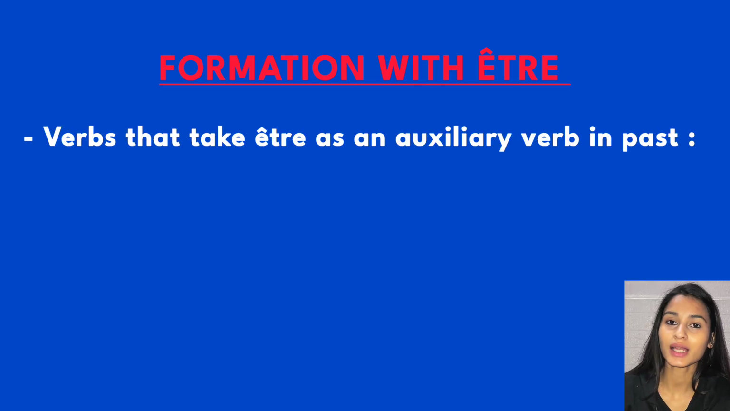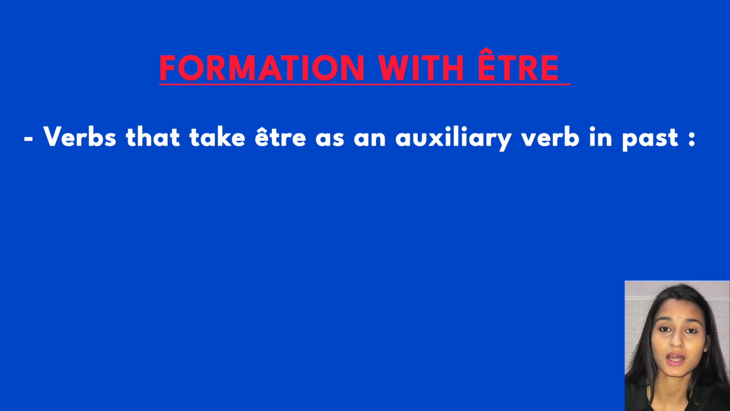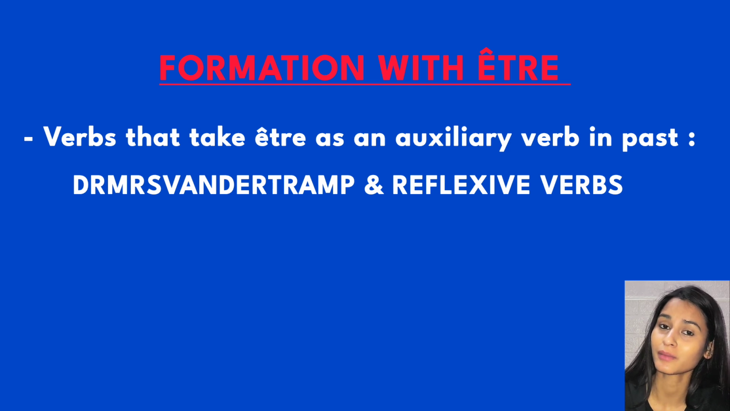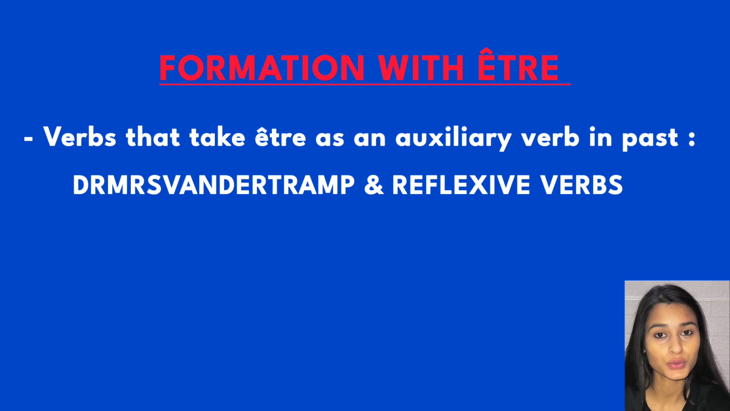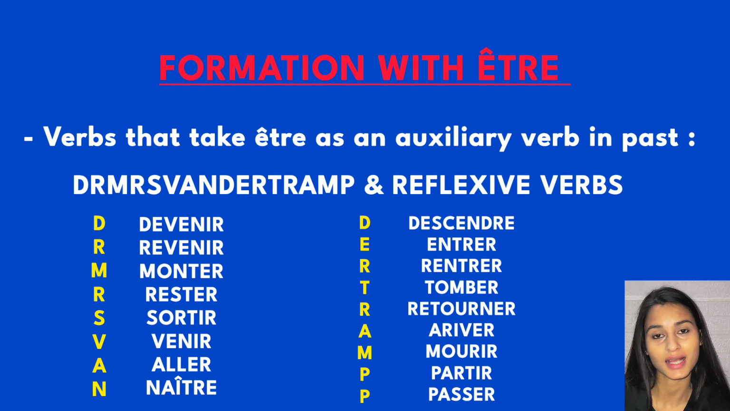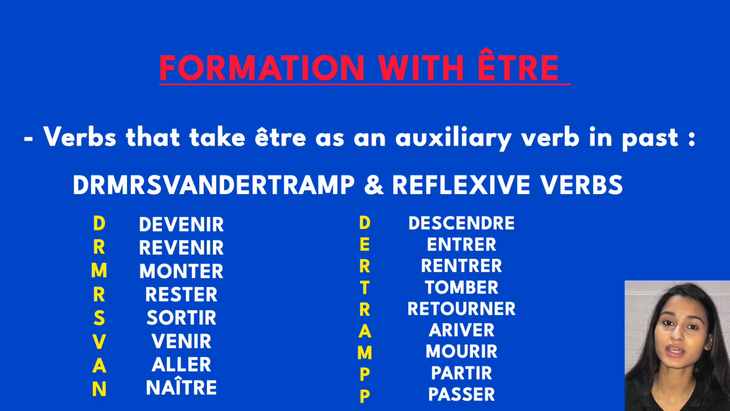First, let's see the conjugations in PLUS-QUE-PARFAIT by using être. As you know, there are some verbs that use être as an auxiliary verb in the past, and those verbs start with Dr. and Mrs. Van den Trep, and être is also used with the reflexive verbs. So here are all those verbs which use être as an auxiliary verb in the passé composé and also in the PLUS-QUE-PARFAIT. Let's just take one of them.